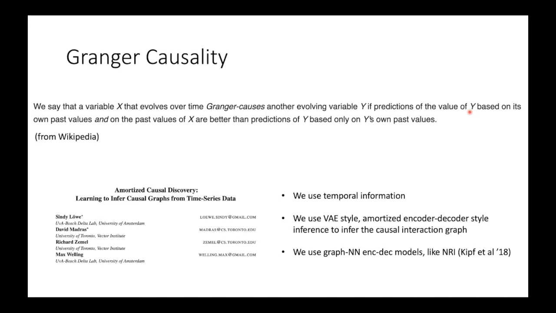So in this case, we explicitly use temporal information, but we do use temporal information in real life, so that's not so strange. The model we will follow is a VAE style amortized encoder decoder model to basically directly infer the causal interaction graph using a deep neural net. And in fact, the net is a graph neural net, like the neural relational inference model that we developed with Thomas Kipf in 2018.